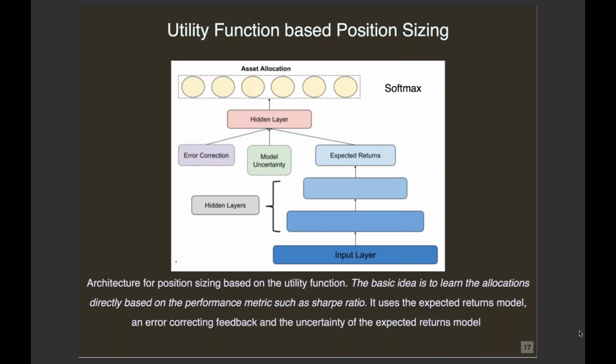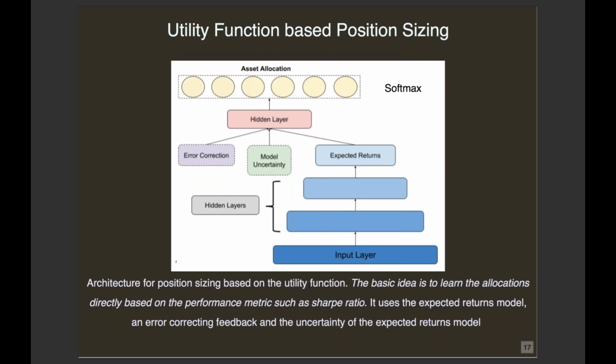By the way, I think one important detail that I missed earlier is the expected returns are supposed to be calculated with a horizon of half a year, 6 months. Now, all these modules, the error correction, model uncertainty, and the expected returns from the expected return model, feed into one small hidden layer of around 4 to 5 hidden units. And finally, on top of that, you add a softmax layer to get the asset allocation itself.